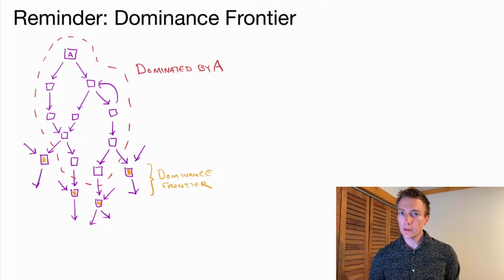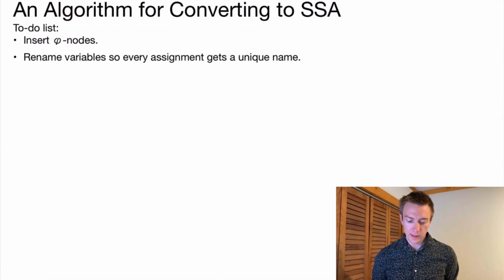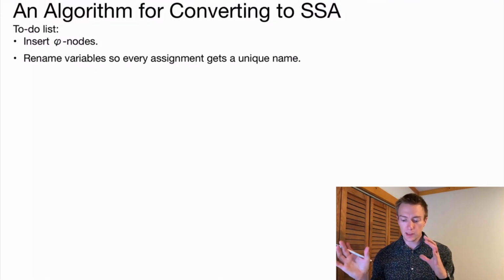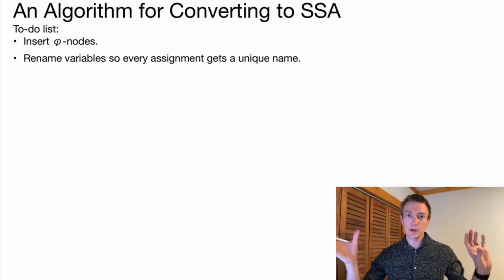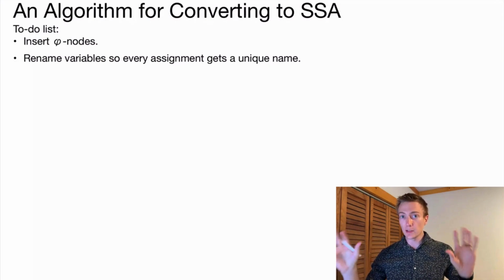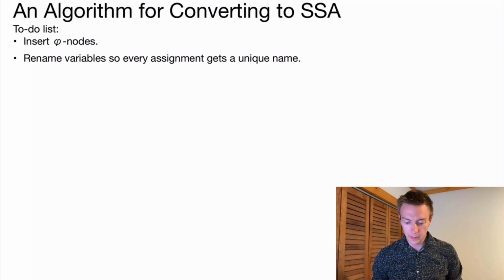The algorithm for converting to SSA uses the dominance frontier and proceeds in two main steps. The first step is to insert phi nodes, that is to use the dominance frontier to figure out where phi nodes have to go in the first place. And then the second step, after we've inserted all that stuff, is to rename all the variables so that assignments are unique. So we get into SSA form.